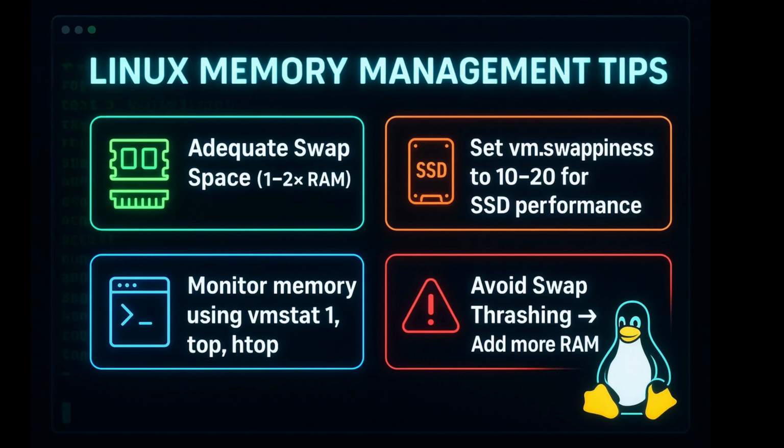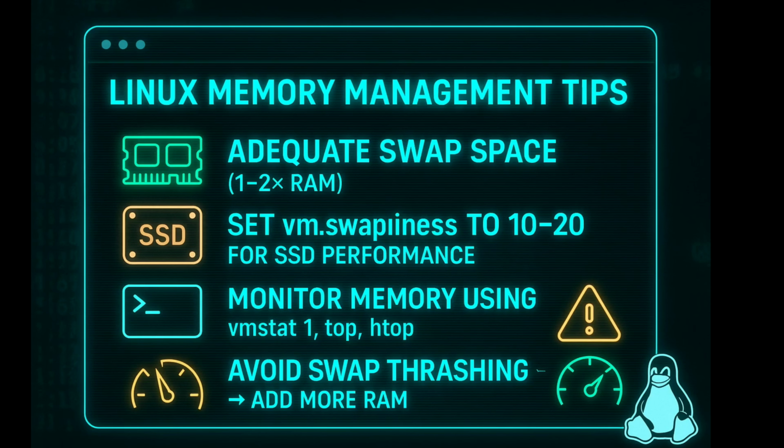Tip 3. Regularly monitor your memory usage. Use commands like vmstat 1, top, or htop to check how your RAM and swap are being used in real time. Tip 4. Avoid swap thrashing. If your system is constantly using swap and feels slow, that's a clear sign you need more RAM. These simple adjustments can significantly improve overall system performance.